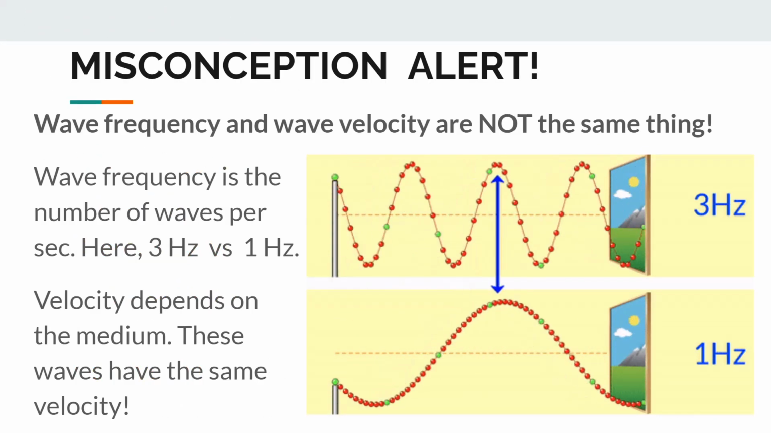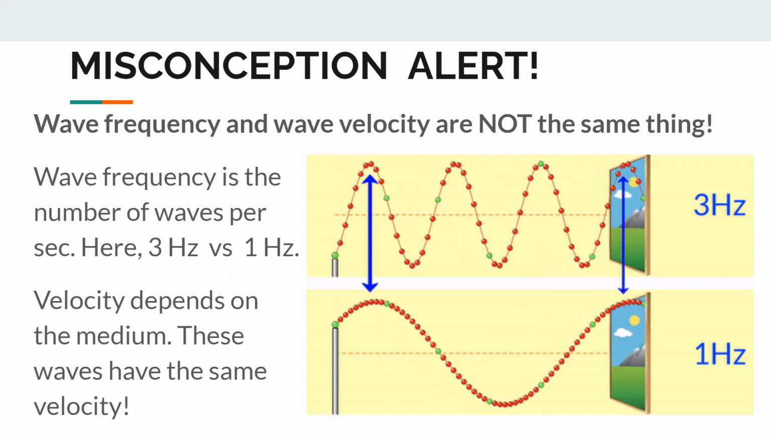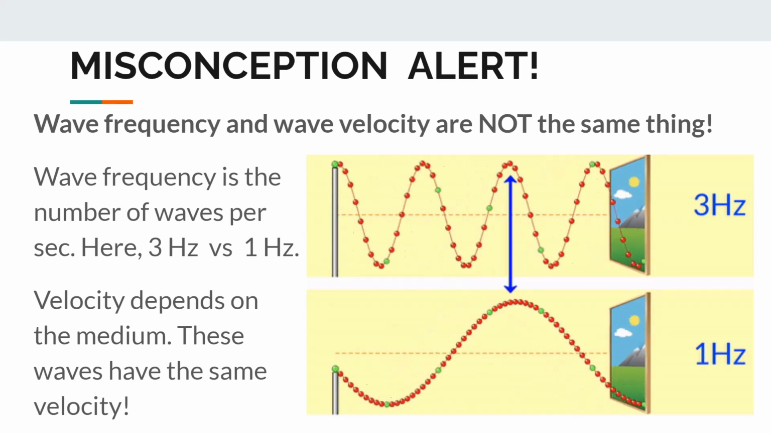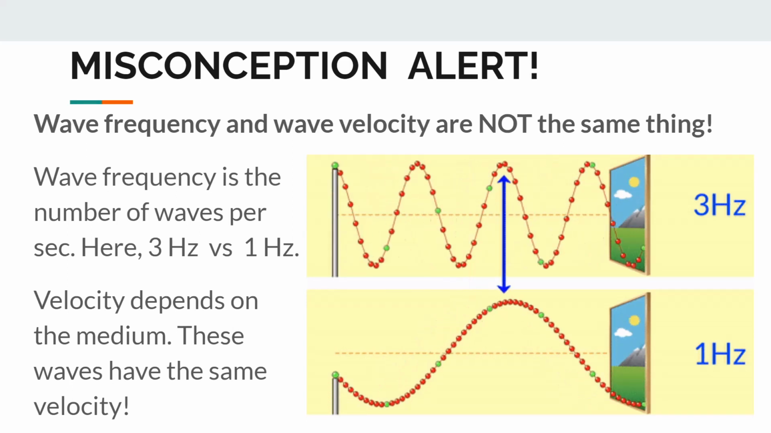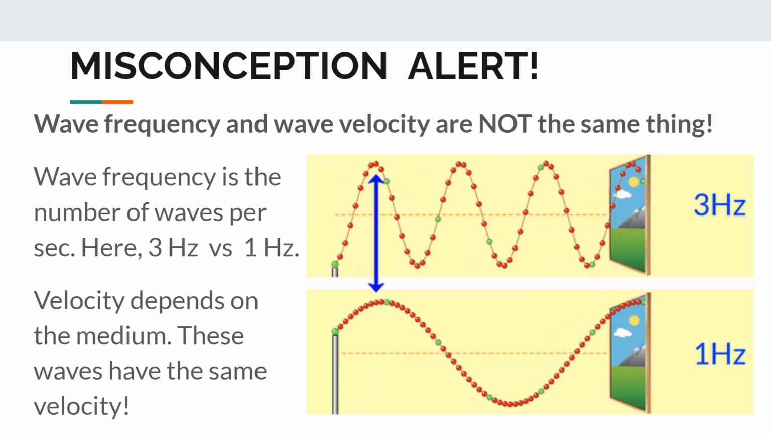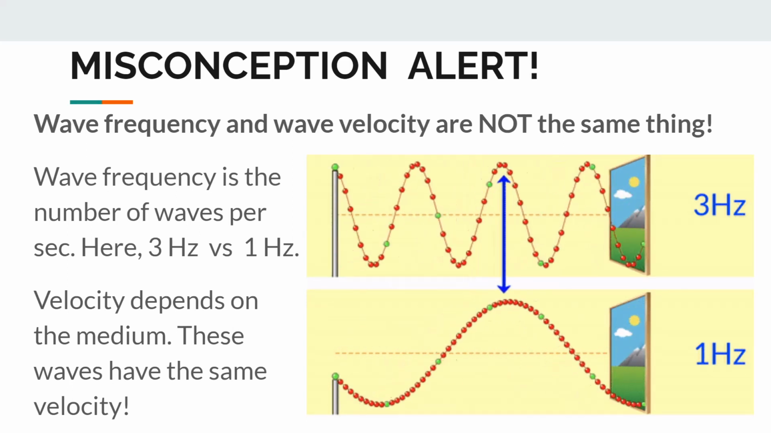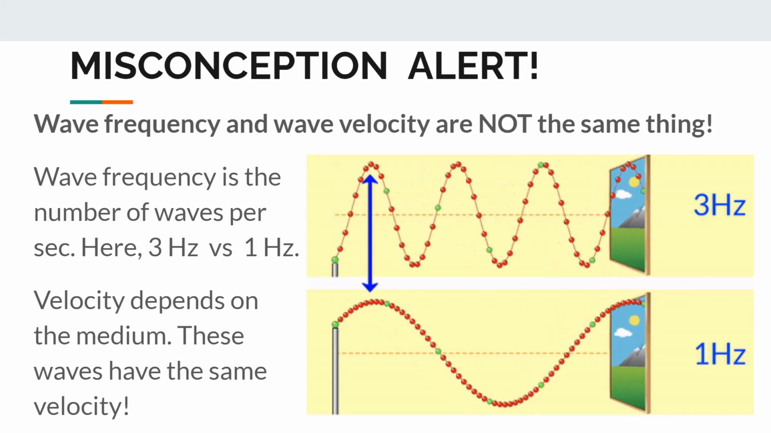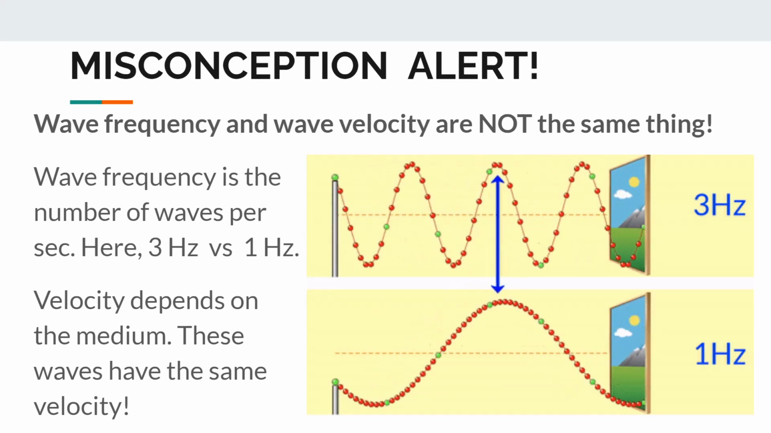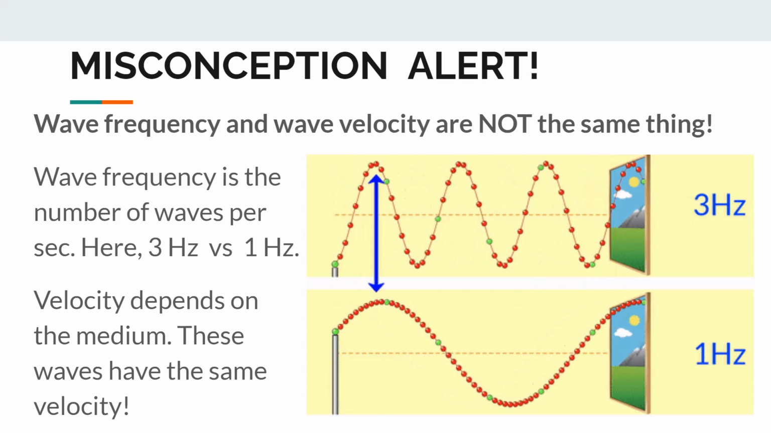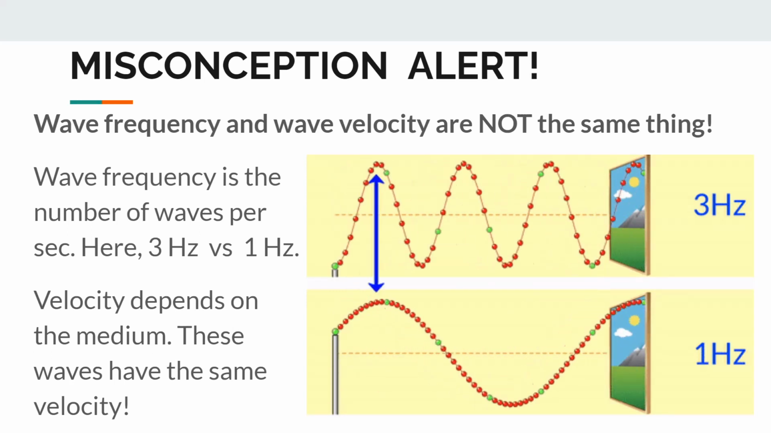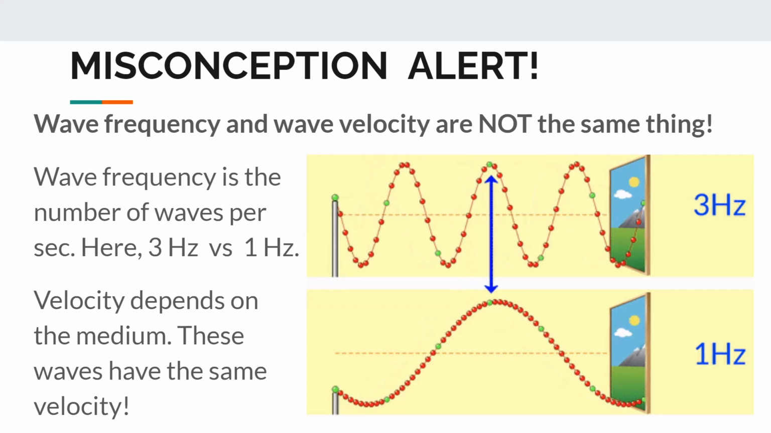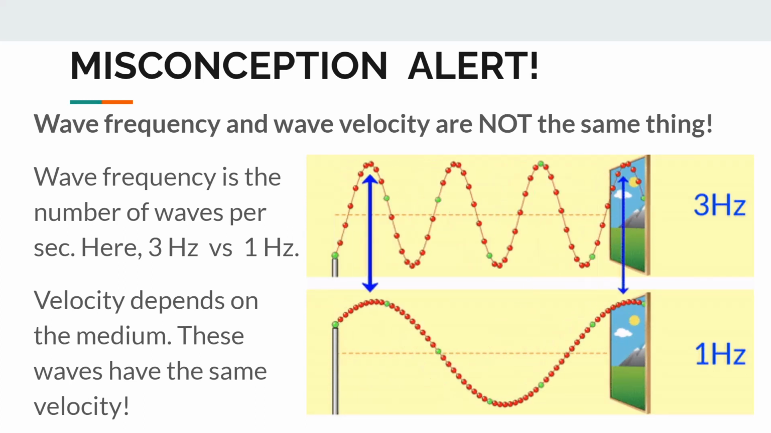Another common misconception that you might want to make note of is that wave frequency and wave velocity are not the same thing. Sometimes people hear, oh, this one has 3 cycles per second versus 1. That does not make the wave faster. In fact, if you look at my animation, I have a wave with a frequency of 3 hertz and a wave with a frequency of 1 hertz, and they have the same velocity. Okay, so frequency is not the same thing as velocity.